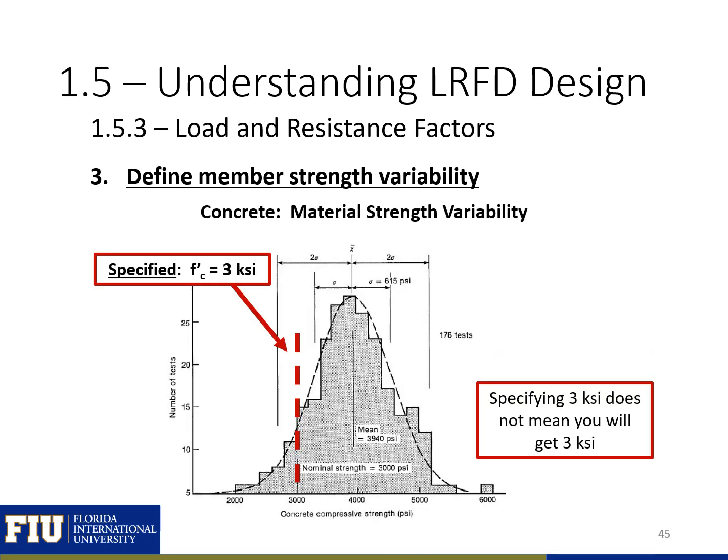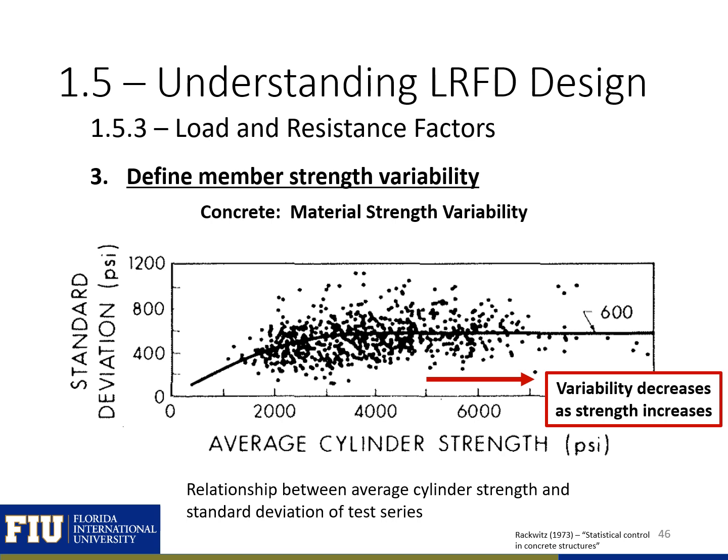And this is because larger size bars are more likely to have imperfections. We'll also have some variability in our concrete material strength. So although we may specify a 3 KSI concrete, this doesn't necessarily mean that we'll have a 3 KSI concrete. We'll likely get a concrete strength around 4 KSI or higher. Also note that the variability in the concrete strength will decrease with higher strength concretes, as shown here.